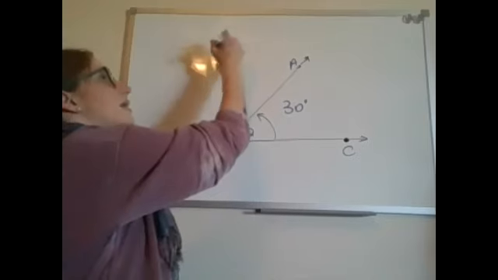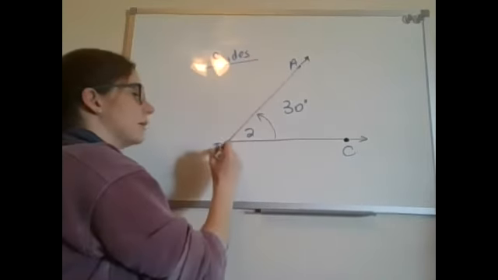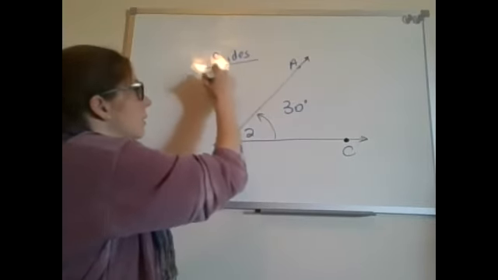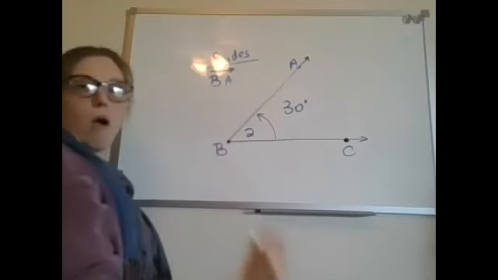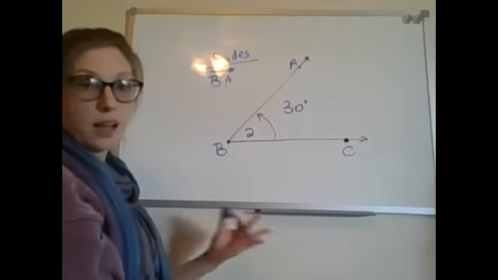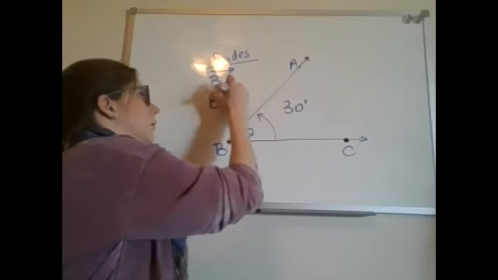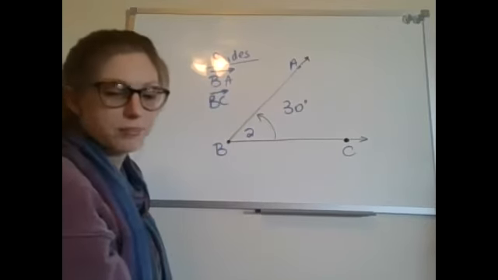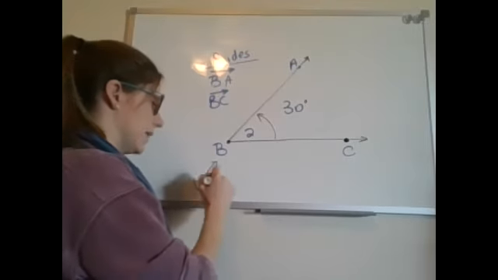So the sides for this, remember it's 2 rays, would be BA. When we name a ray, it's 2 letters with a one-sided arrow, okay? The other side here would be BC. Cool. The vertex here is B.